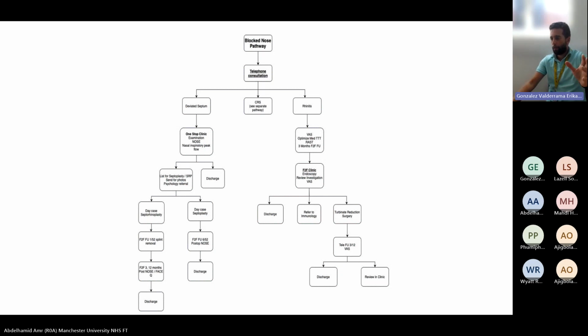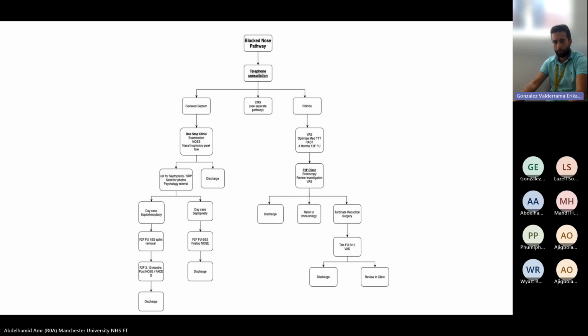Patients referred with a blocked nose by the GP would be triaged into a telephone consultation to start with, and the telephone consultation would probably be done by the SHOs or physician associates or registrars. And then at that point, based on your history taking, you can try to appreciate some of them will be mixed, having a deviated septum and also rhinitis, but we'll try to classify them into each pathway.